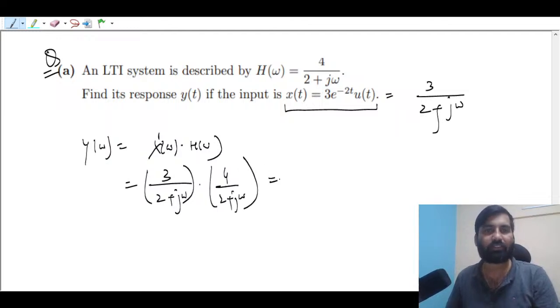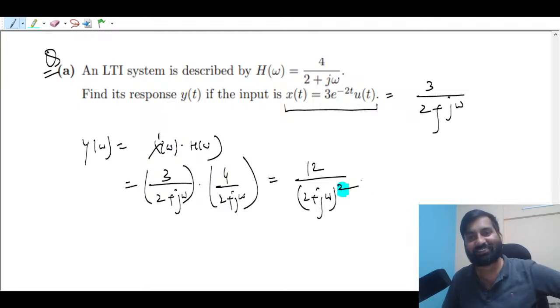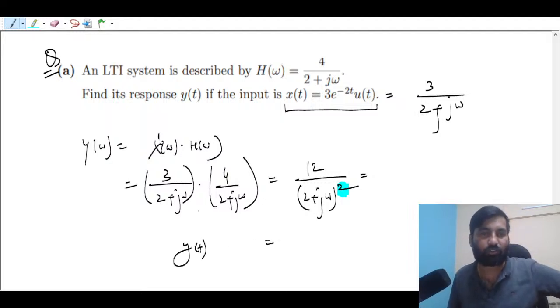Now you can multiply this, so it is nothing but 12 by (2 plus j omega) whole squared. So I think you can identify this is a square here, right? So 12 t, what is the inverse? So y of t is the inverse Fourier transform of this, right? So that is 12 t e raised to the power minus 2t u of t.